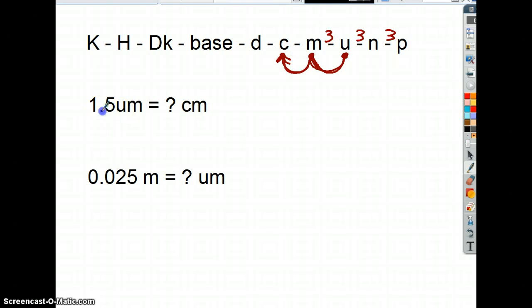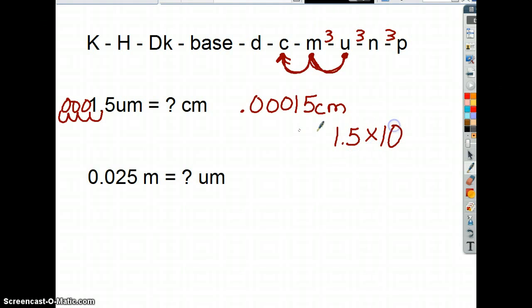So we're starting at 1.5, and we're going to go 4 to the left. So that's going to be 1, 2, 3, 4. And so our answer is going to be 0.00015 centimeters. I'm not going to ask you to put it in scientific notation, but if it was a multiple choice question on a test that you needed to identify, remember that that would be 1.5 times 10 to the negative 4th, because it's a number smaller than 1 centimeters.